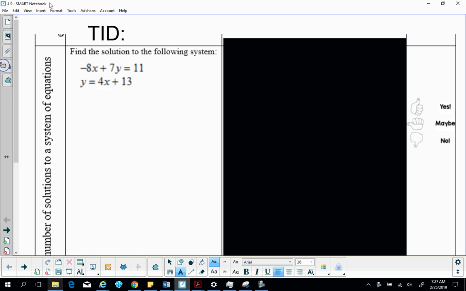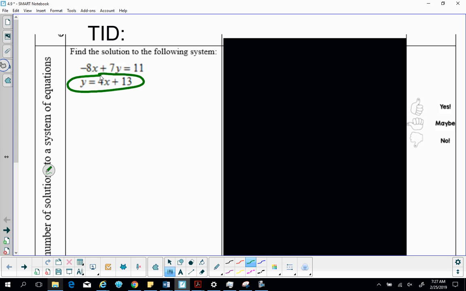So I could see right here that y is by itself. So would I use substitution or elimination if there's already a variable by itself? Would I use substitution or would I use elimination? Substitution, right? Because I can easily see that I could substitute something in for y.